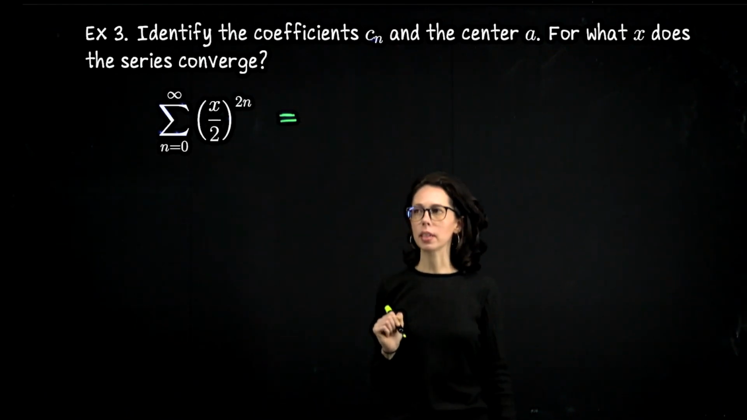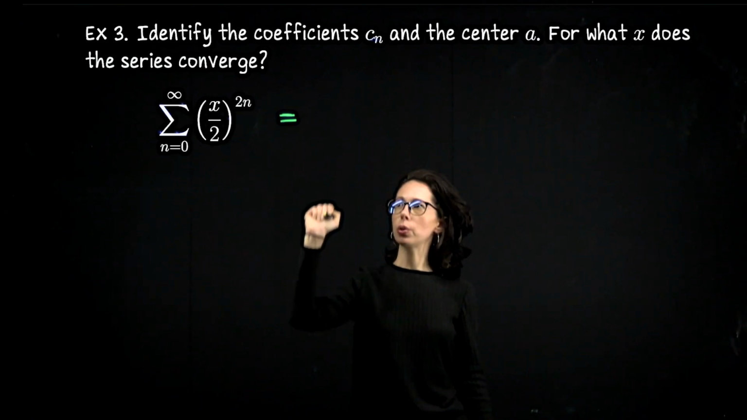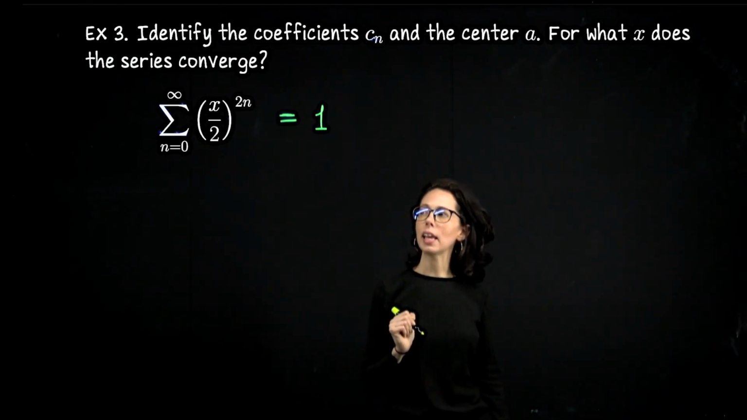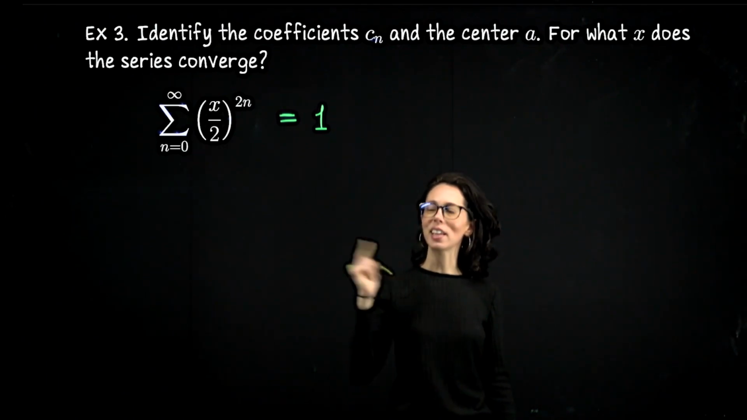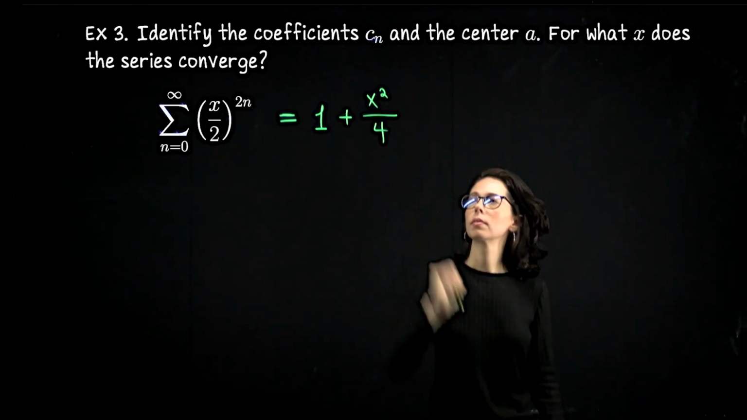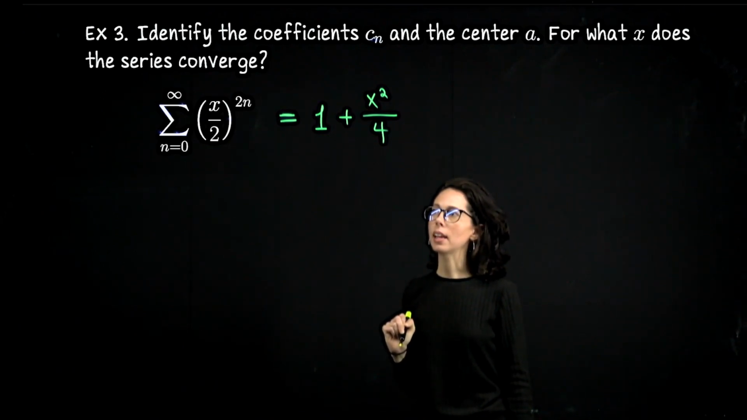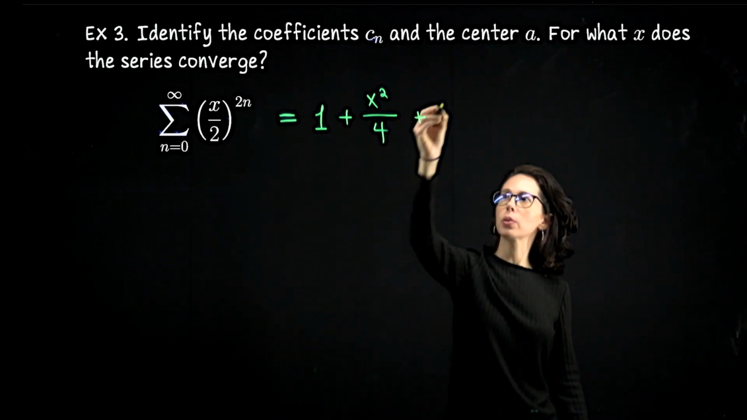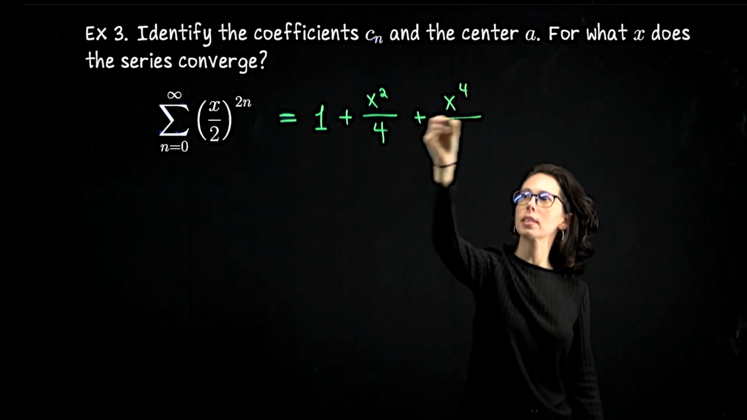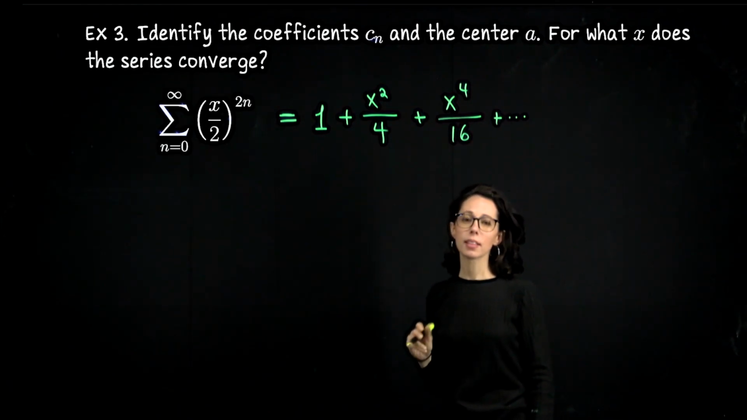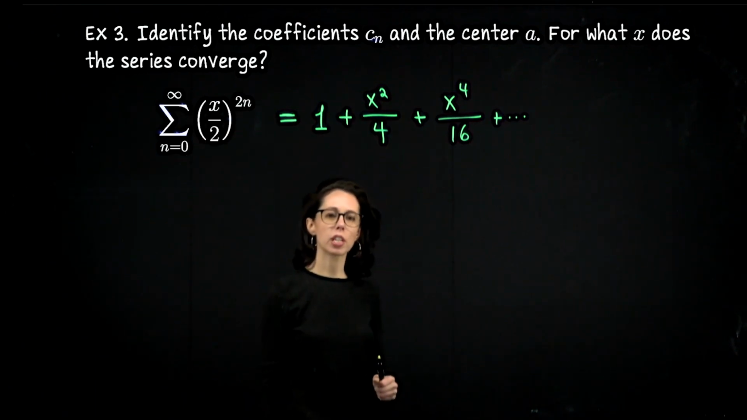If I plug in n equals 0, we have x divided by 2 to the 0th power, that's 1. If I plug in n equals 1, we have x over 2 to the second power. I'm going to write that as x squared over 4. Then if I plug in n equals 2, so this was n equals 0, n equals 1, n equals 2, that is going to give us x to the 4th over 16, etc. This is going to ultimately be fine to work with, where we just see the even powers.